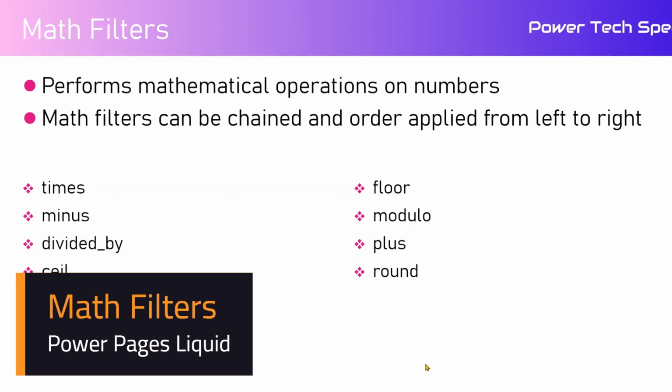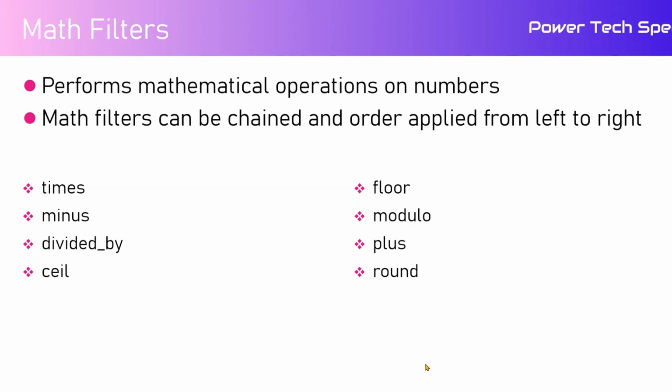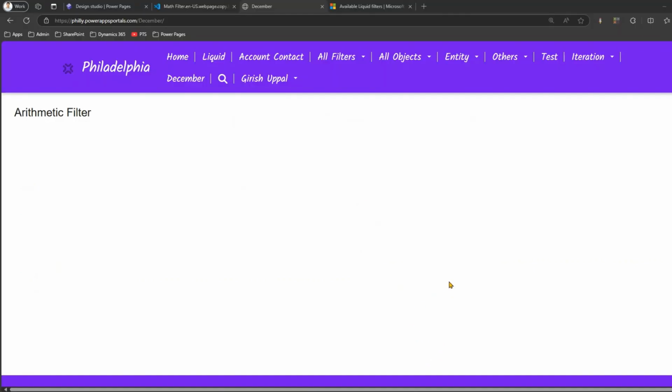In this video, I'll show you how to use the math filter, or arithmetic filter, within the Power Pages liquid code. What the math filter does is perform mathematical operations on numbers. So if you want to do simple calculations like addition, multiplication, division, minus, ceiling, round, modulo, floor, divided by, you can do all those operations using the math filter. Let's jump into the demo.